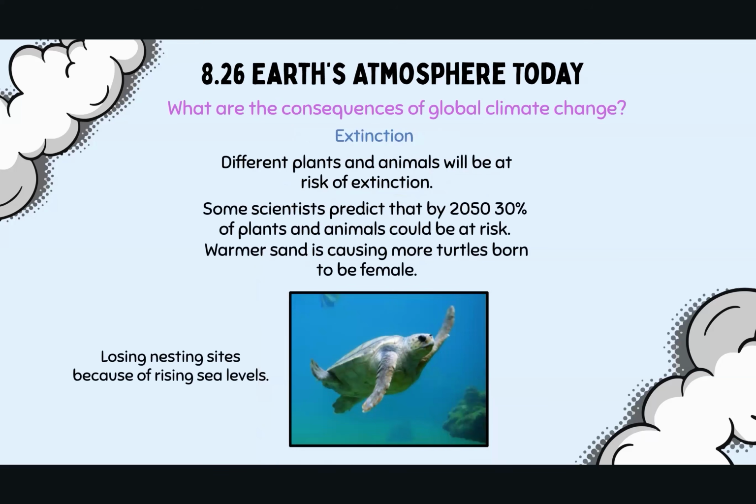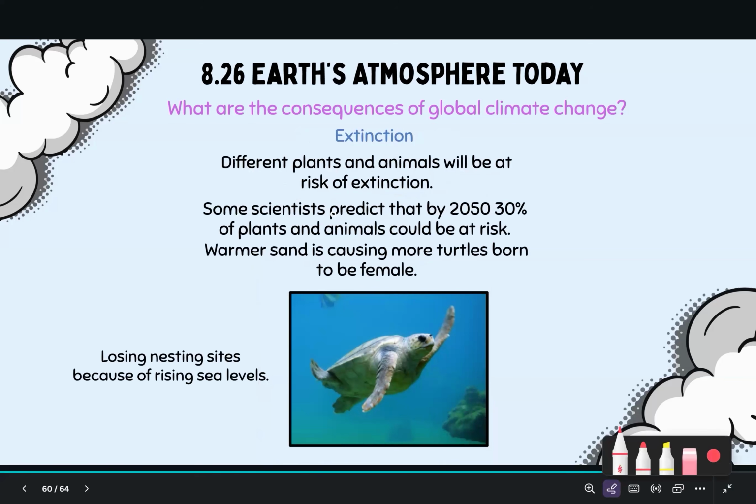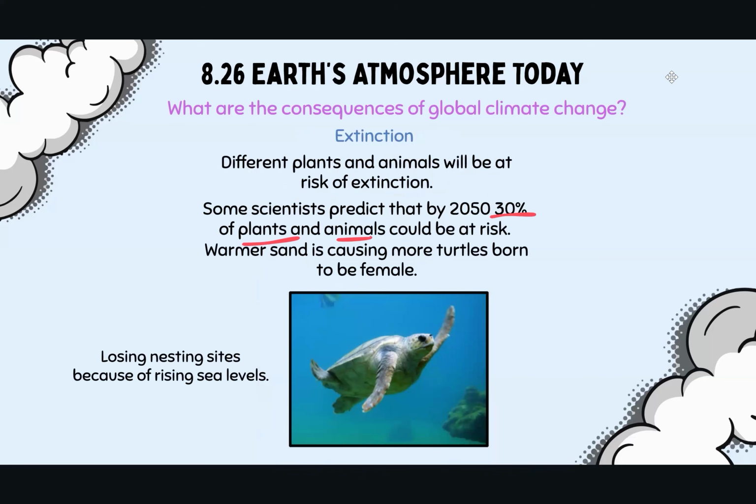Extinction. Different plants and animals are at risk of extinction. Some scientists predict that by 2050, 30% of plants and animals could be at risk. So warmer sands is causing more turtles to be born female. And also because of rising sea levels, turtles have got less nesting sites.